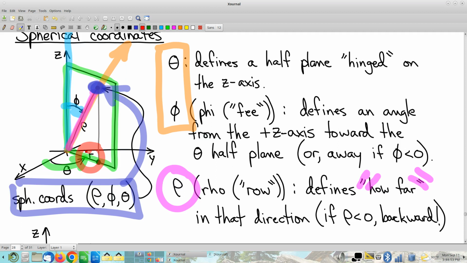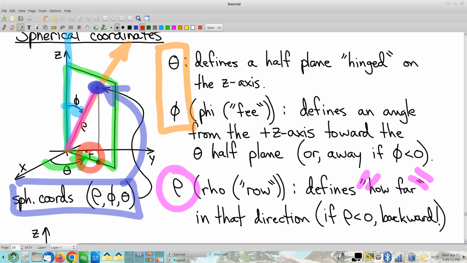Is rho like the vector going out in that plane? Well, rho is a coordinate. It's not a vector, right? Rho says how far to go in the direction that's defined by theta and phi. But it's just a coordinate. It's not a vector.